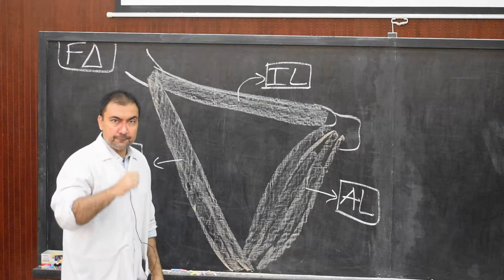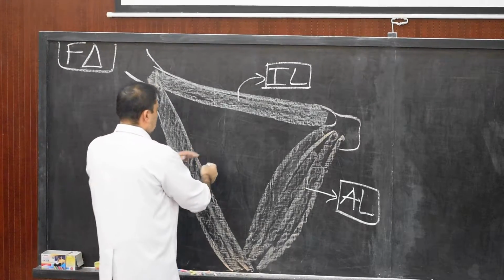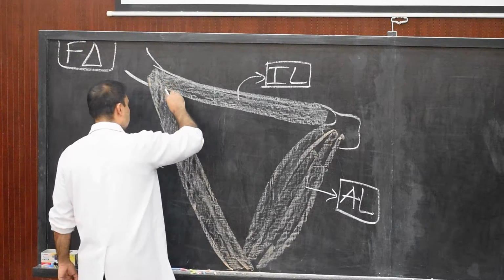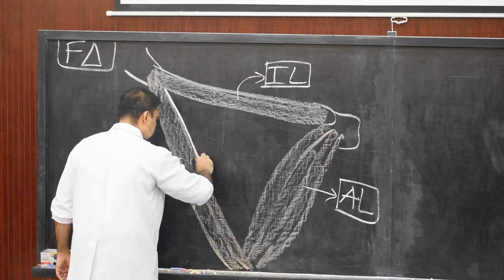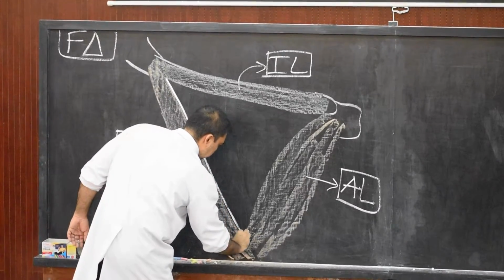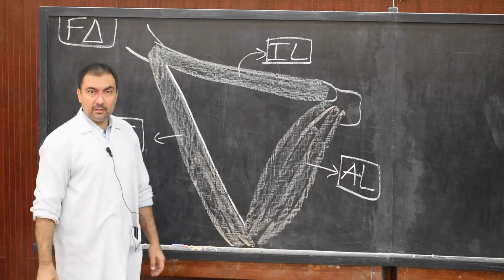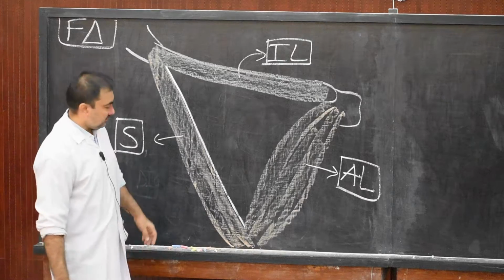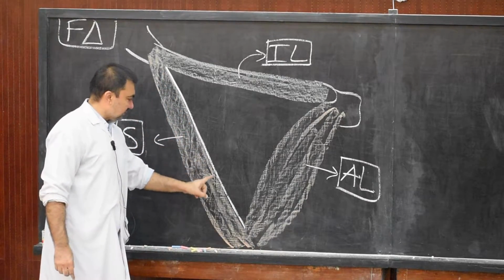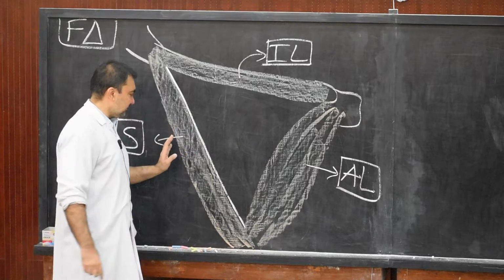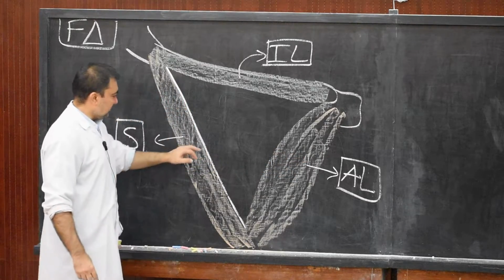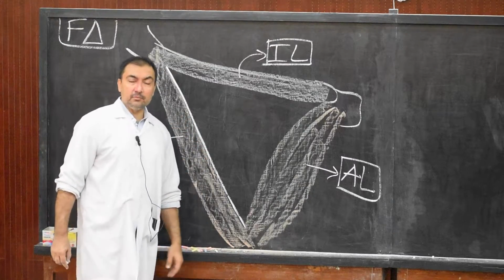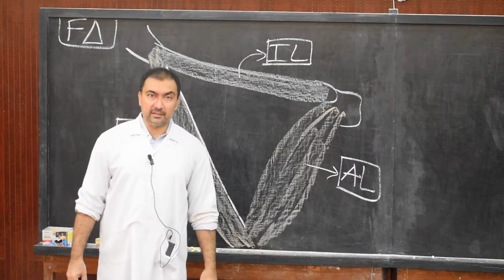Base, apex, roof, over. Now lateral border is formed by, please note down, the medial border of sartorius muscle. Many a times it is asked in MCQs or 1 mark question answer. Medial border of sartorius, this is medial side, this is lateral side. So medial border of sartorius will form the lateral border of femoral triangle.